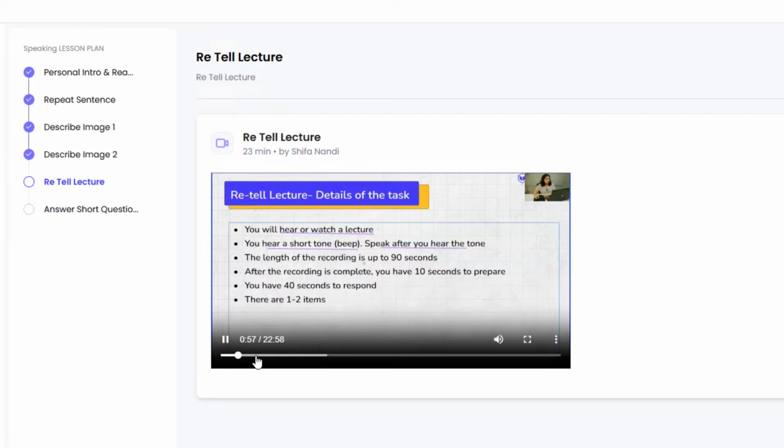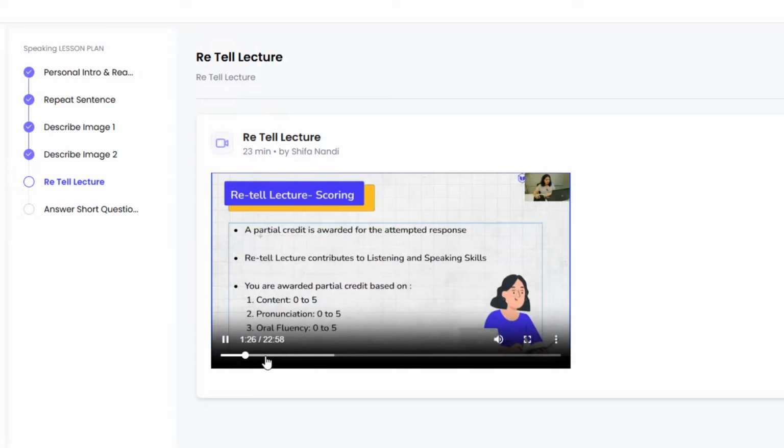The length of the audio recording or the video would be just about 90 seconds, so it's not a very lengthy one. However, it can get quite challenging if you don't use the right strategies. After the recording is complete, you have 10 seconds to prepare, which means that after the audio prompt is complete, 10 seconds is the preparation timer, and then you have 40 seconds to respond to this question. There are 1 to 2 items in this one.